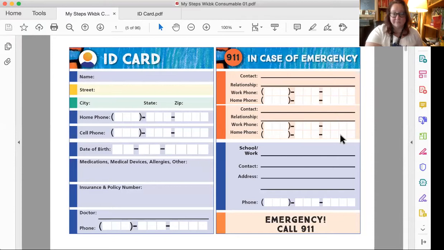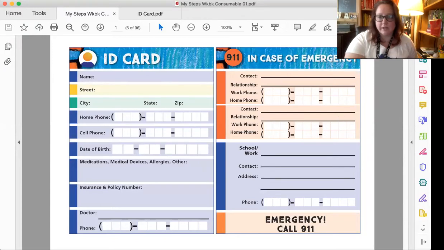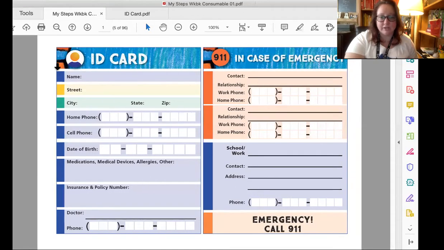So we're going to practice filling out those ID cards, which you have been doing, as well as figuring out when to use them. So let me share my screen here. Okay, so here we are. This is your ID card and your in case of emergency card.